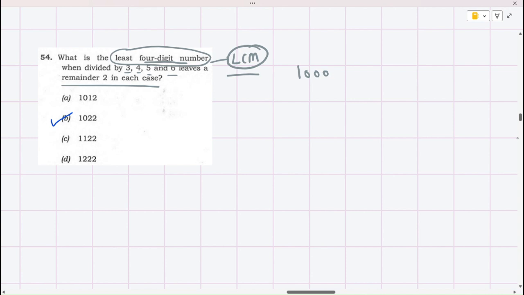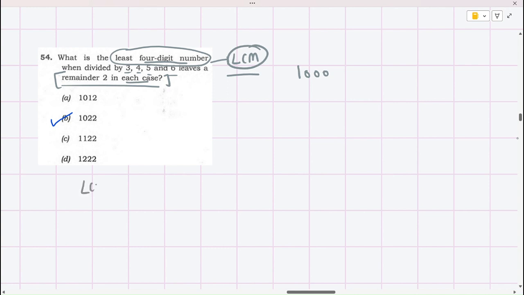Then we'll find out which number bigger than 1000 works. In case 1000 is not divisible by the LCM, we'll find out the smallest number just bigger than 1000 which is divisible by all these numbers. And then we'll simply add 2 to that particular number, because here it says remainder is 2 in each case. So no complication is needed here.